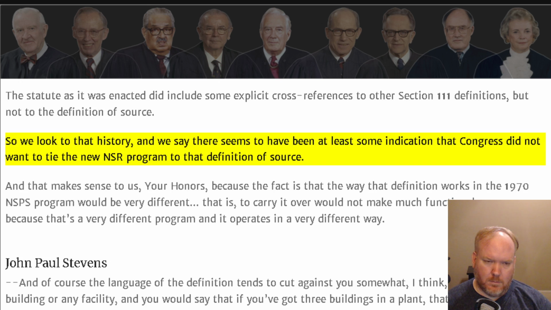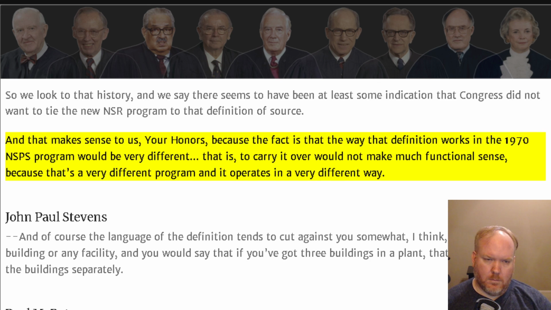So we look to that history and we say there seems to have been at least some indication that Congress did not want to tie the new NSR program to that definition of source. And that makes sense to us, Your Honors, because the way that definition works in the 1970 NSPS program would be very different. That is, to carry it over would not make much functional sense, because that's a very different program.